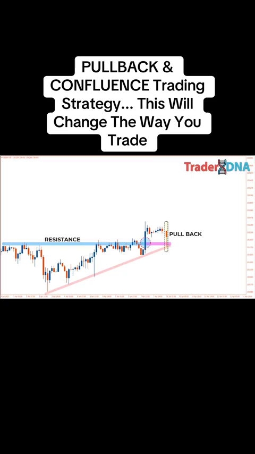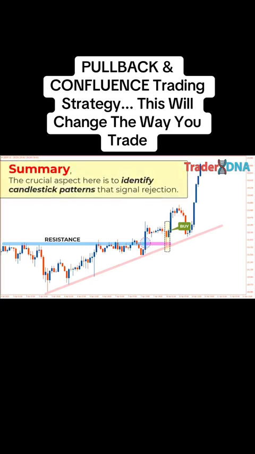Furthermore, to reinforce the belief that the price will continue its upward trajectory, the subsequent candle after the hammer was a large green candle. This presents a favorable opportunity for a long entry. In summary, the crucial aspect here is to identify candlestick patterns that signal rejection. Let's proceed to the next topic.